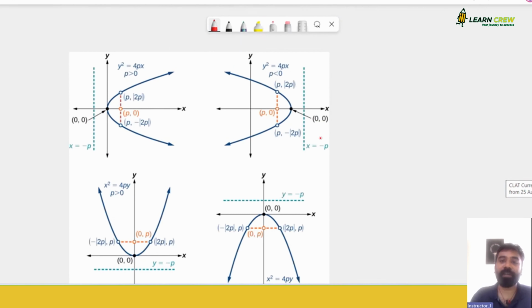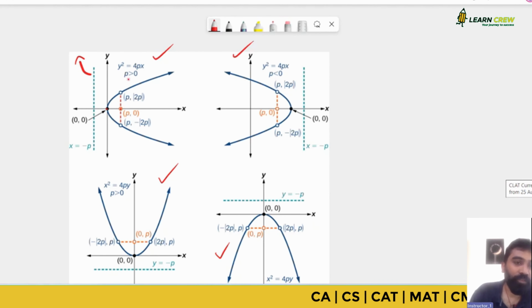Now this is how the parabola looks in all the different directions. This is on the right hand side. This is on the left hand side. This is upwards. This is downwards. In this, what is this line called? Directrix. Okay, great. What is this point called? Vertex. What is this point called?